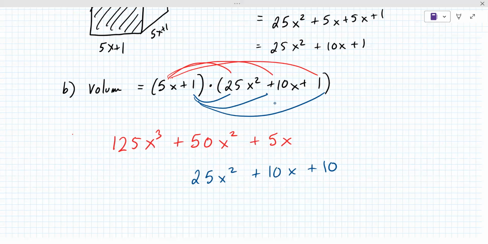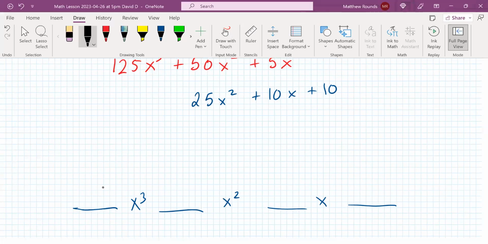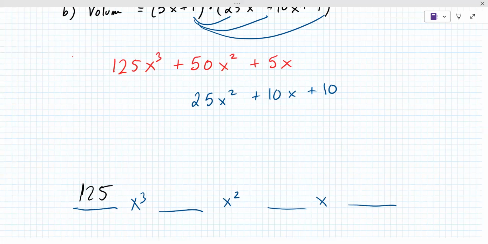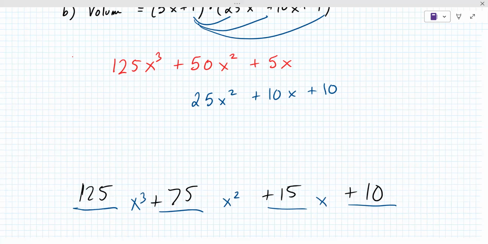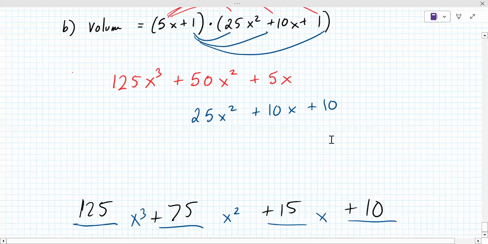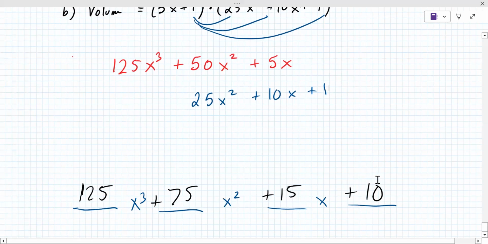Like 5x and 10x and 25x cubed or squared. Yeah, so it's 125x cubed, 75x squared, 15x plus 10, like that. Except, I'm sorry, I multiplied wrong. It's 1 times 1. It's just 1. This is 1. And then this is 1.